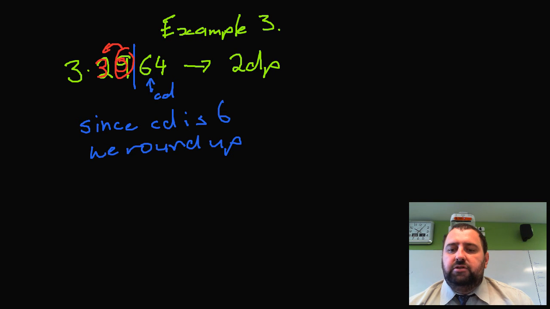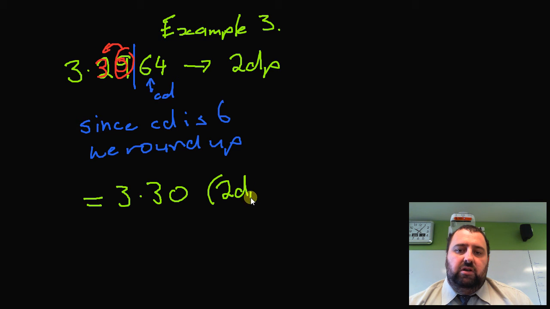Notice that's in red, guys. You don't have to copy that down, because we're going to write here equals 3.30 in brackets 2dp. The thing to note here is that I am still going to write that 0 because of the fact that I've said 2dp, so I want the 2 decimal places. This makes it clear that the second decimal place was a 0. All right.